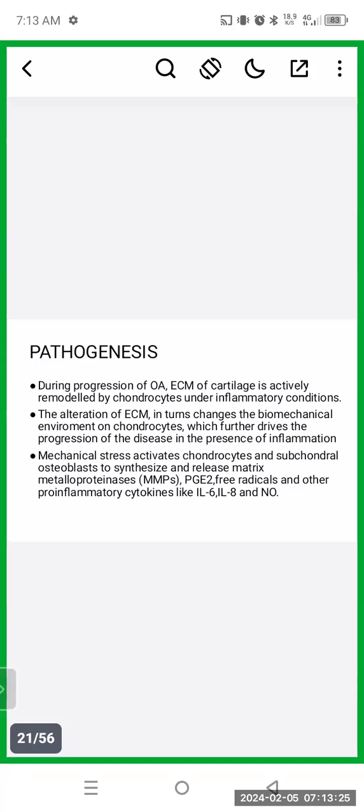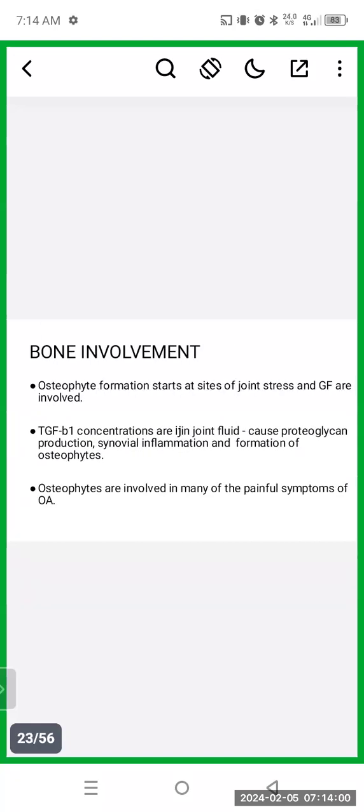So as we mentioned, there are some enzymes that are released, for example the metalloproteinases that further degrade the joint structures. The prostaglandin E2 and other cytokines like interleukin-1, 8, and nitric oxide play a very important role in the pathogenesis of the OA. So in bony involvement, there is subchondral sclerosis and osteophytic growth there. This is how they develop the osteophytes.